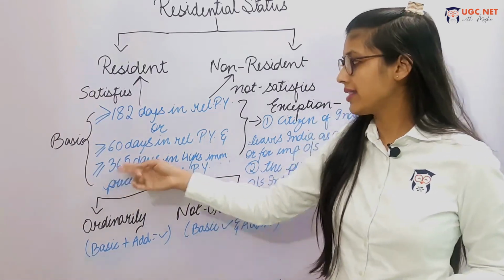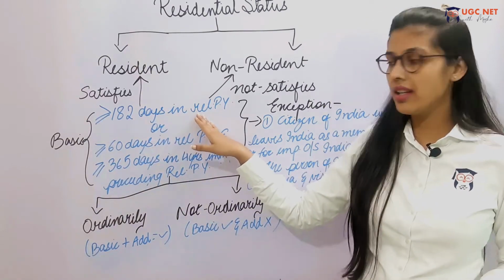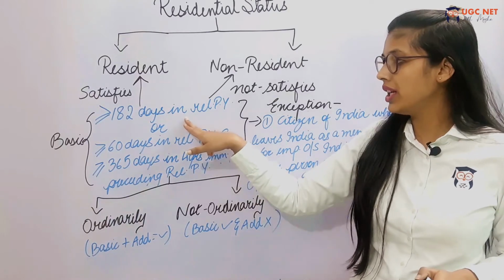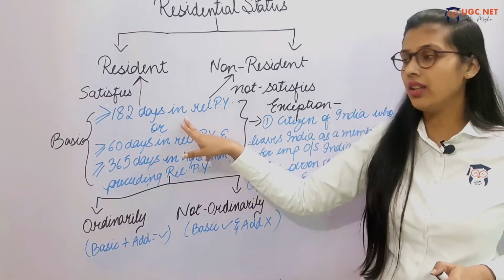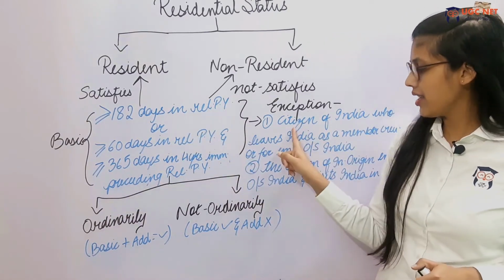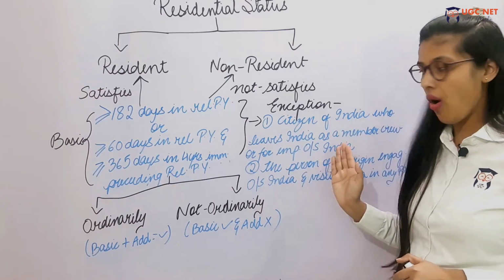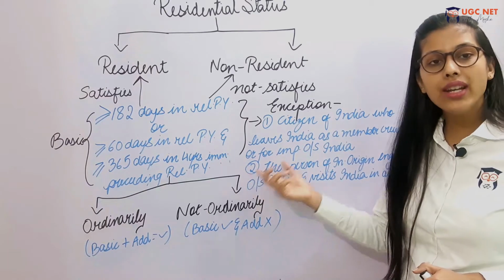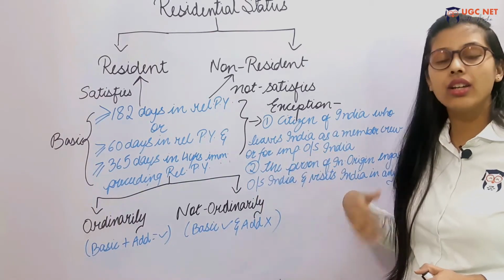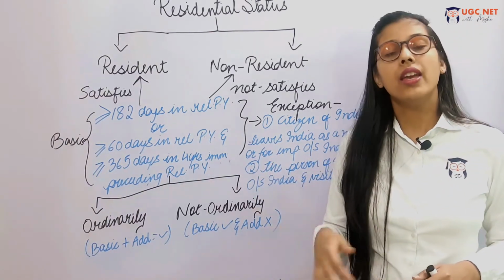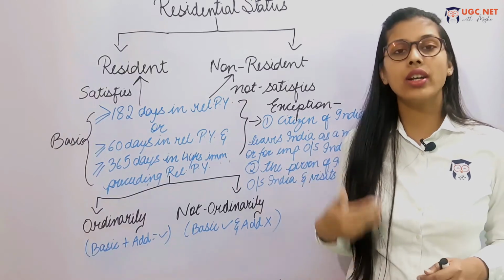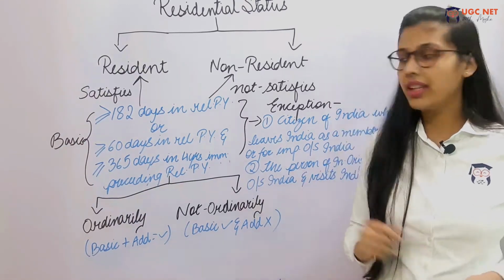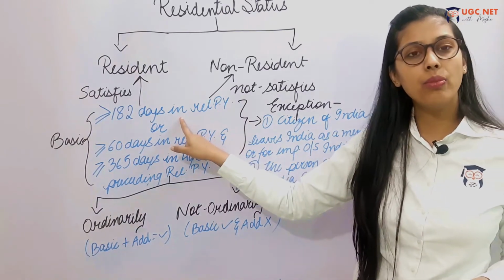Now there is one exception to this basic condition, where the second condition is not applicable. You have to only check the first condition in the following cases. The first case is that a person is a citizen of India but he leaves India as a member of a crew, or he is employed outside India. So for employment purposes, if somebody moves outside India, or he leaves India as a member of the crew, that is he is on a ship on a voyage, then only the first condition would be checked for him.